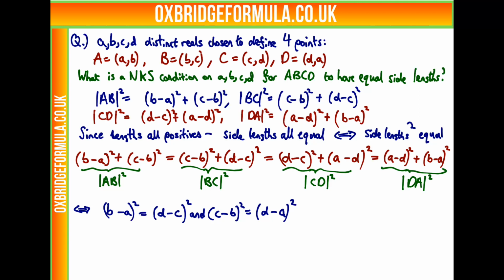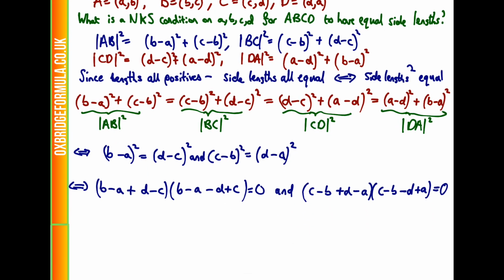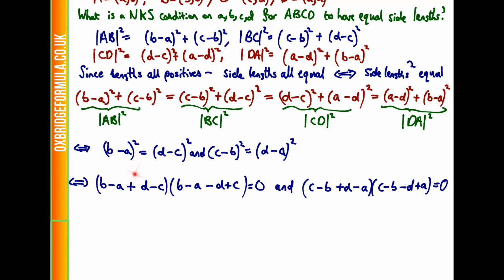So you can write this first equation as B minus A plus D minus C, times B minus A minus D plus C, equals 0. And we do the same thing on the other side. Okay, so for this to equal 0, either this is equal to 0 or this is equal to 0, or both. But why can't it be both of these being 0?